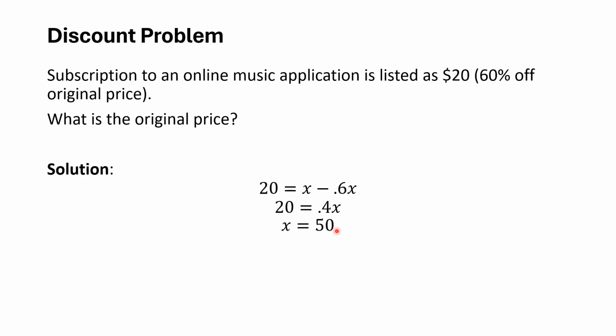You might even be able to guess that, but if it was more complicated numbers here, like $23, 69% off, what was the original price? Then you can't do it in your head, unless you're really good at it, you want to write it down this way, and then you end up doing a different division here at the end.